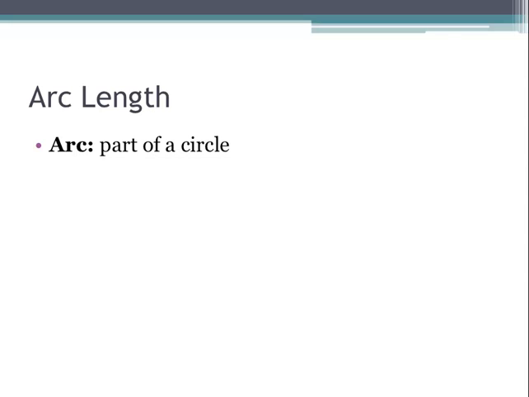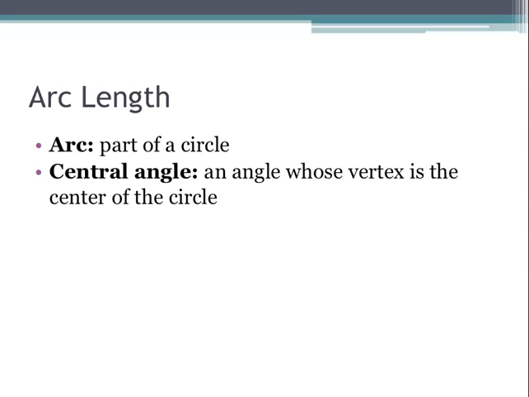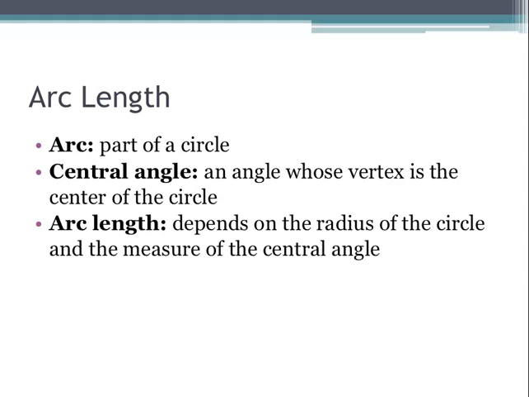Now, a central angle is an angle whose vertex is the center of the circle. The arc length, the length of the arc, is going to depend on the radius of the circle and the measure of the central angle. So, if you were trying to find just one piece of the circle and how long that is, just as if you were taking a tape measure to measure that, but you don't have a tape measure.